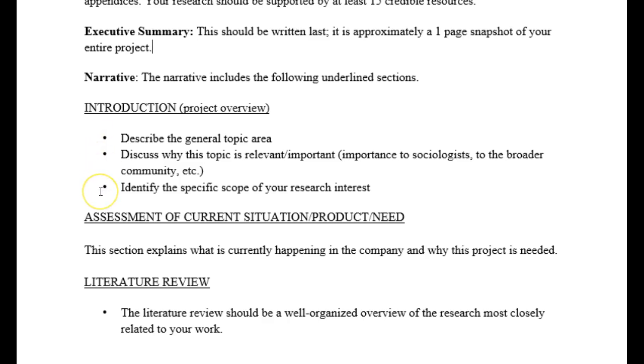And you want to identify the scope of your research interest. Now, scope is important because let's say you're coming up with a new form for everybody to use. It might not include certain departments of your company.